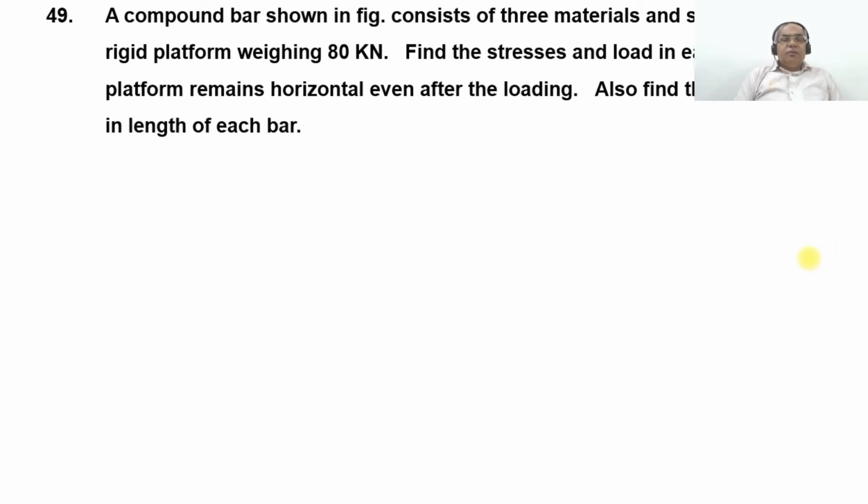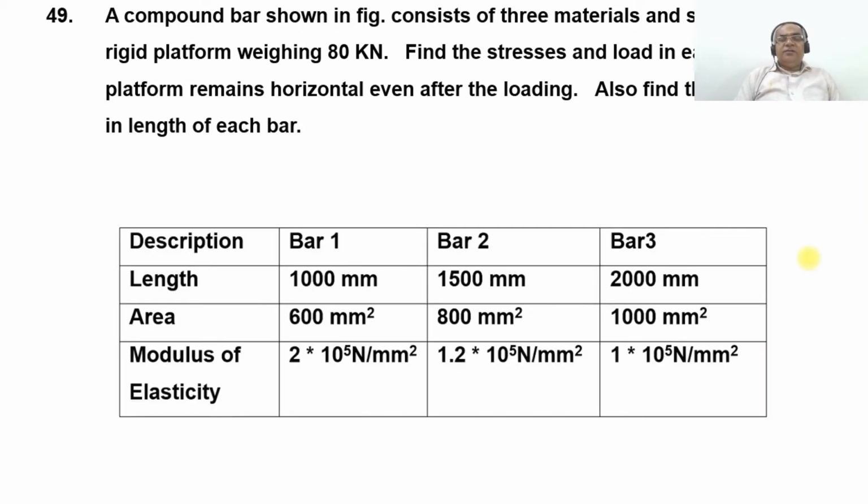Now we are going to take up problem number 49. A compound bar shown in the figure consists of 3 materials and supports a rigid platform weighing 80 kilonewton. Find the stresses and the load in each bar if the platform remains horizontal even after the loading. Also find the shortening in length of each bar.